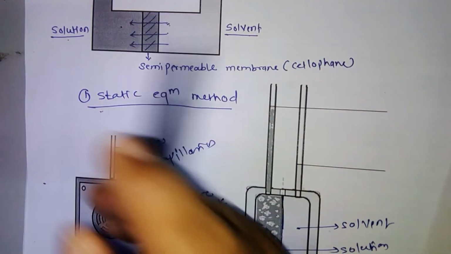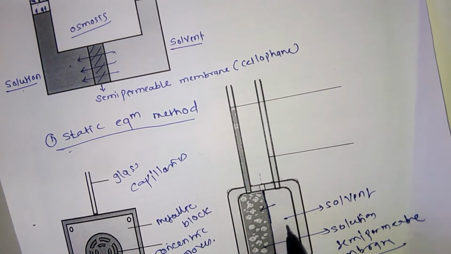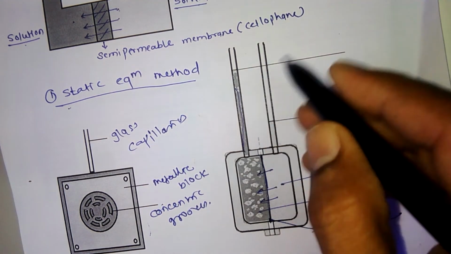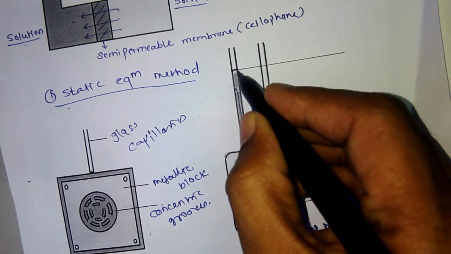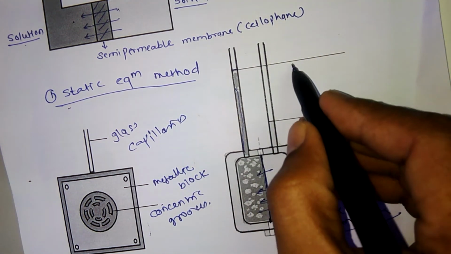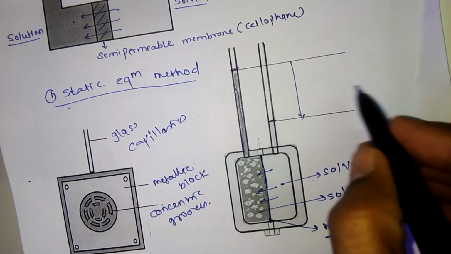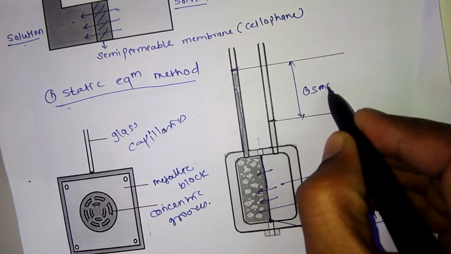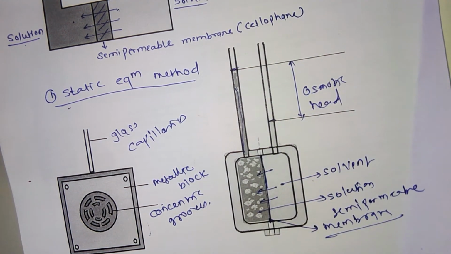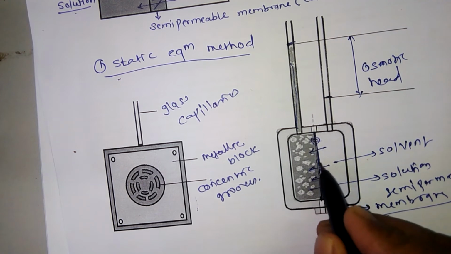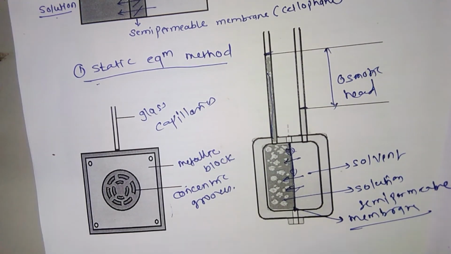As in the same principle we have seen, the solvent moves from the solvent compartment to the solution compartment, and therefore the level of this liquid goes on increasing. The difference between the level of the solvent and the solution is called the osmotic head. There are some concentric grooves here, and the flow of the solvent takes place through them.